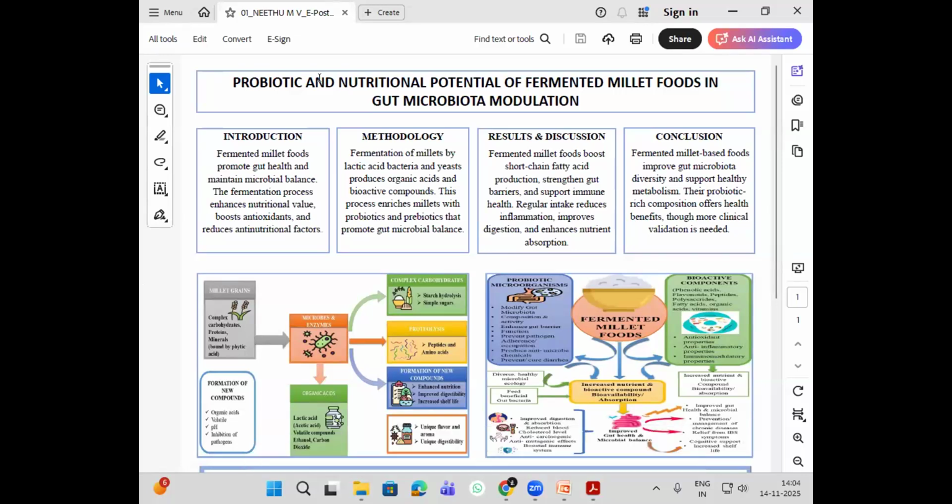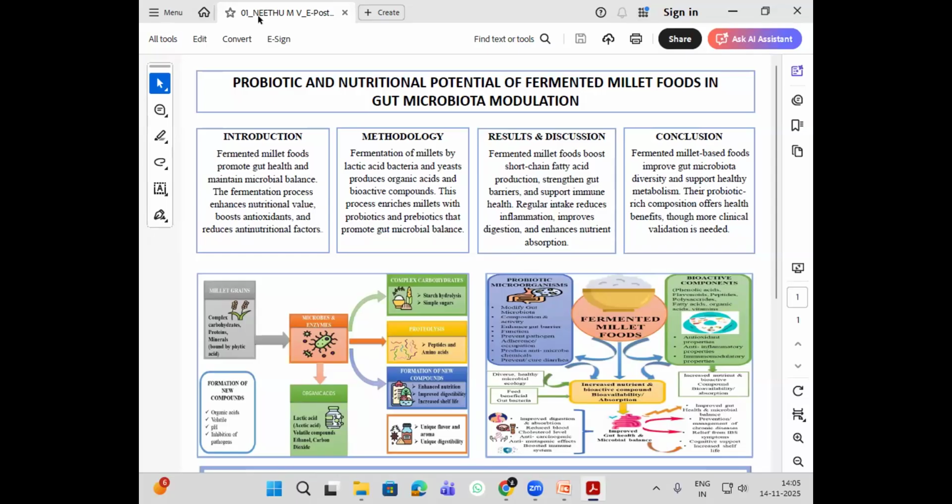Are we audible? Neetu, ma'am? Yes, I am audible. Okay. My side is audible, ma'am. Sounds okay. Ma'am, you can go with your poster presentation. Can I start, sir? Sure, ma'am. Continue.